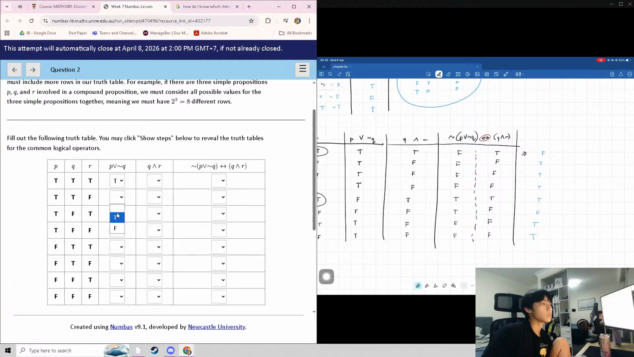We have T is true, T is true, T is true. This is true. This is false. This is true. This is true. This is false. This is false. This is false. This is true. This is false. This is false. This is false. This is false. True. True. True. True. False. True. True.